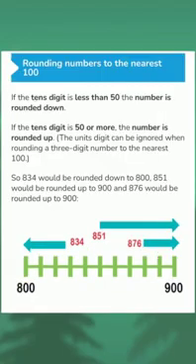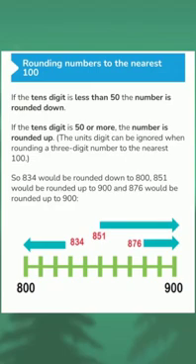Next we see rounding of numbers to the nearest 100. See the number line. If the tens digit is less than 50, the number is rounded down. If the tens digit is 50 or more, the number is rounded up. That is, the unit digits can be ignored when rounding a 3-digit number to the nearest 100. So here 834 would be rounded down to 800, 851 would be rounded up to 900, and 876 would be rounded up to 900.